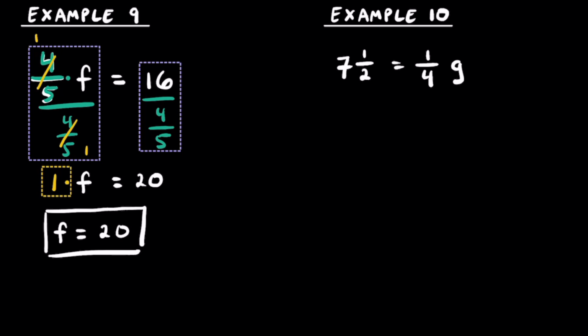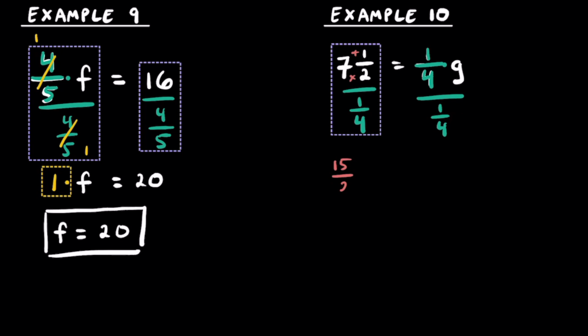For example 10, we have 7 and 1/2 is equal to 1/4 of g. So here we have multiplication, and we need to figure out how to get rid of this 1/4 and turn it into a 1, and we can do so by dividing both sides by 1/4. On the left side, let's figure out what 7 and 1/2 divided by 1/4 is. So to begin, we need to turn 7 and 1/2 into an improper fraction. So 7 times 2 is 14, plus 1 is 15, so that's going to be 15 halves, and we're going to divide that by the 1/4.